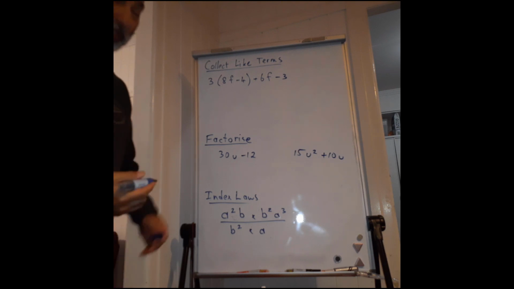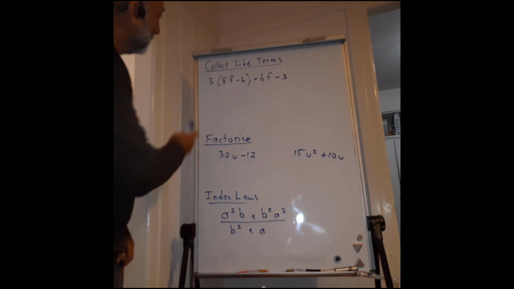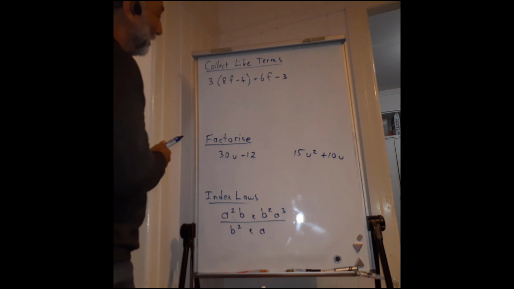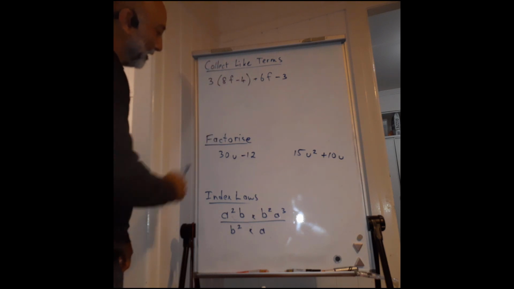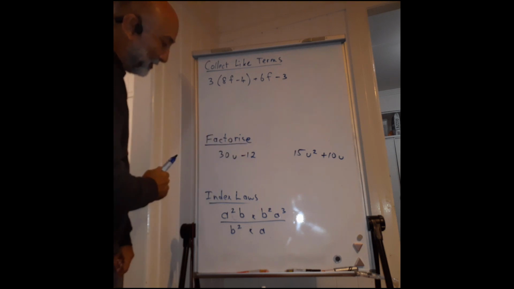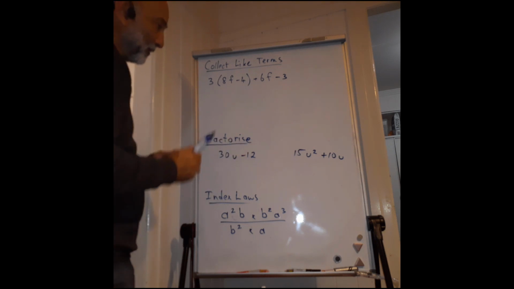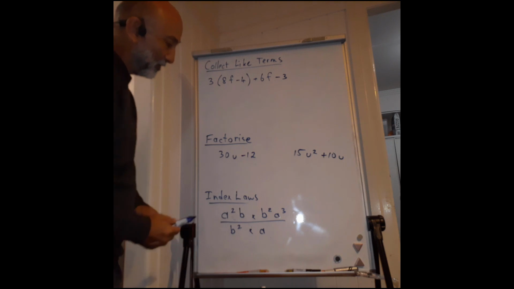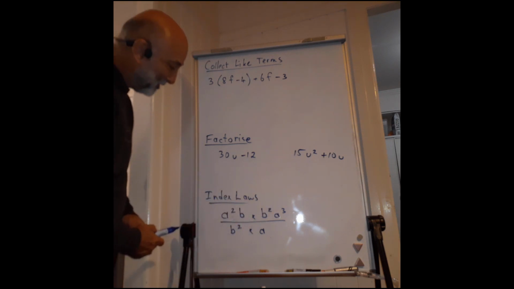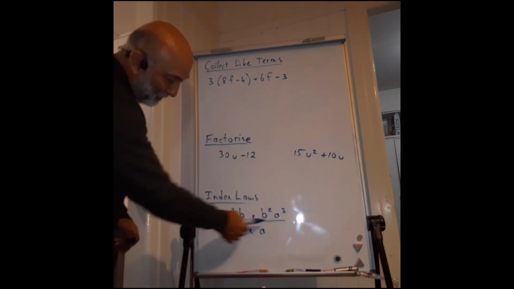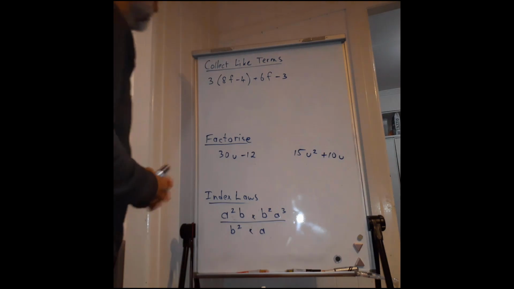Okay, so we're going to look at a couple of things to simplify our expressions. One technique is collecting like terms, and another technique is factorizing. And while we're doing that, we're also going to review index laws and what we do with these exponents or indices above and below a dividing line here.